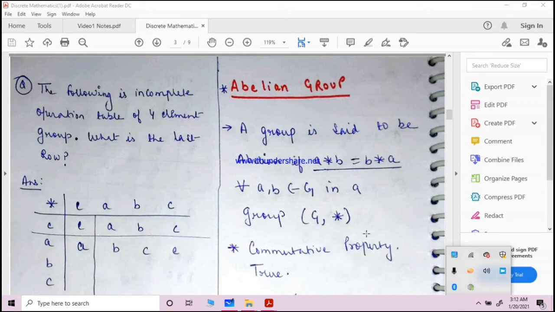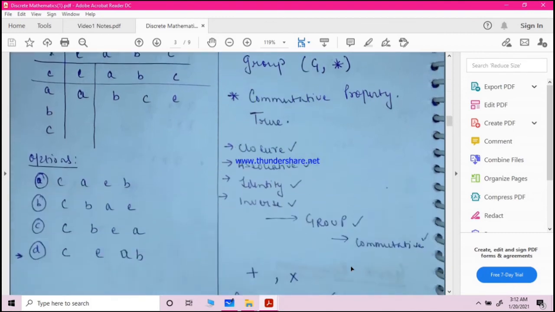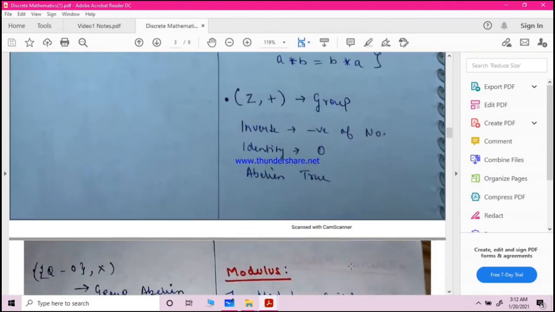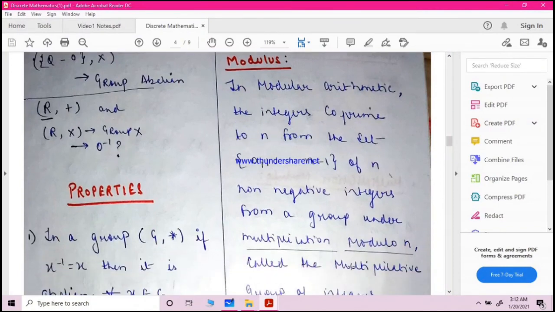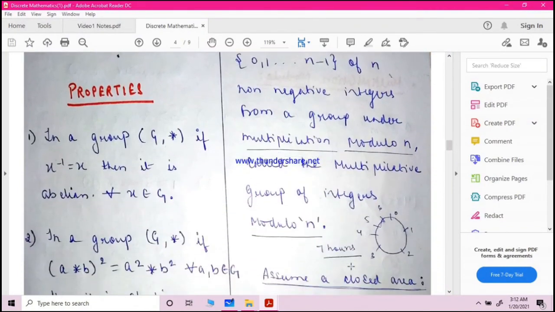The commutative property is true with plus and multiplication signs. A plus B is equal to B plus A, and A into B is equal to B into A. If this property is true, then you can simply say that this is an abelian group. Like this is an abelian group. This is also an abelian group. What are the properties of abelian groups? In a group G with asterisk, if x inverse is equal to x for all x belonging to G, then it is abelian. In a group G with asterisk, if A into B does not equal B into A, it is not abelian.